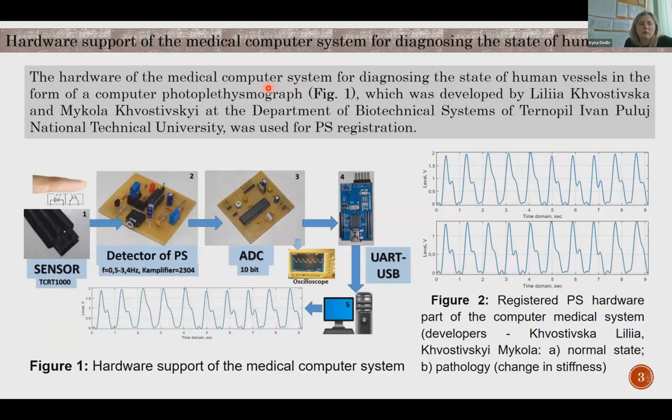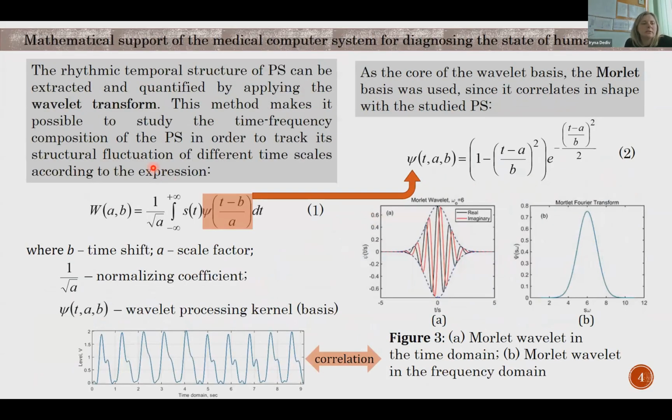The hardware of the medical computer system for diagnosing the state of human vessels, in the form of a computer photoplethysmograph, figure 1, which was developed by Liliia Khvostivska and Mykola Khvostivskyi at the Department of Biotechnical Systems, was used for pulse signal registration.